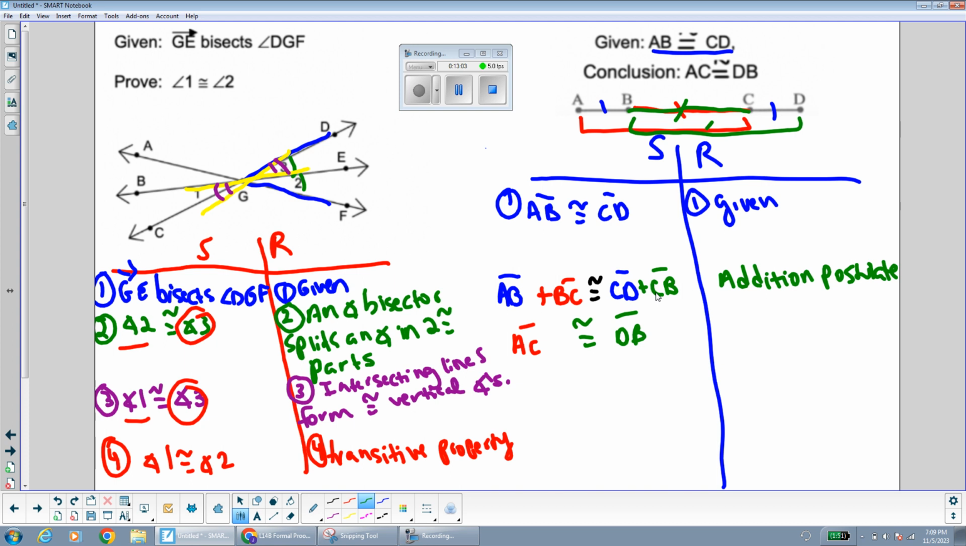We actually do need to state that in our proof before we can use addition so that our addition will be valid. So I'm going to put that over here. BC is congruent to CB, and that is the reflexive property or postulate. And now I can fill in my numbers.